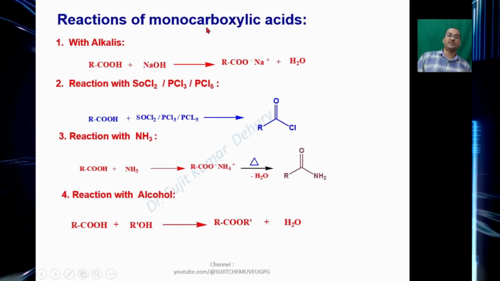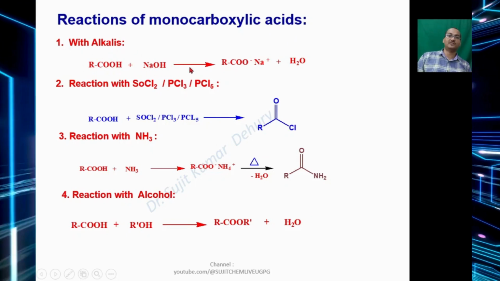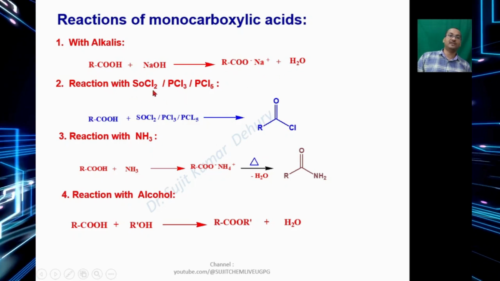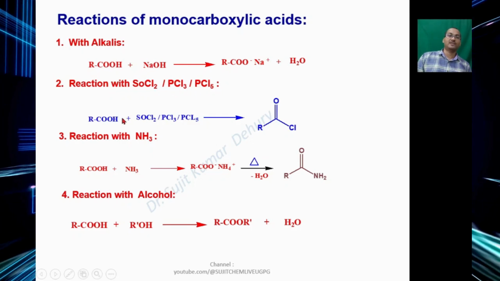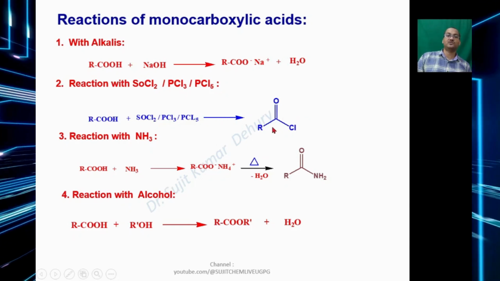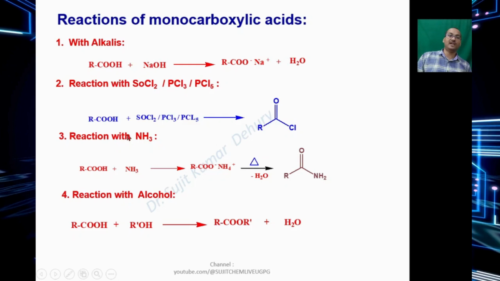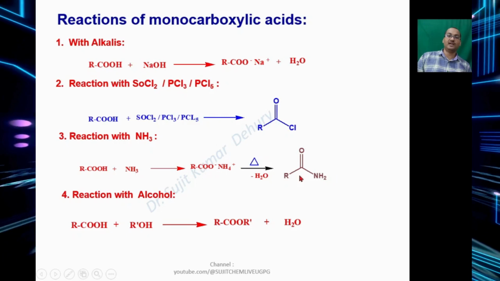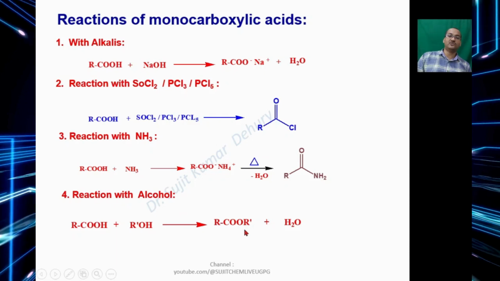The next is the reactions of monocarboxylic acids. Carboxylic acids react with alkali, sodium hydroxide, giving rise to the sodium salt of the carboxylic acid plus water. Then, reaction with thionyl chloride, PCl3 or PCl5, phosphorus pentachloride: RCOOH reacts with all these three reagents separately, giving the product acid chloride, RCOCl. Similarly, the acid reacts with ammonia, giving the ammonium salt, and upon heating we get amide. Similarly, acid reacts with alcohol, giving rise to esters.